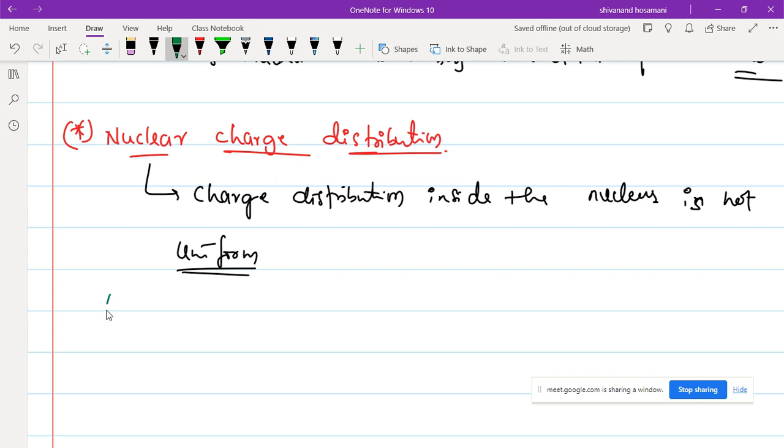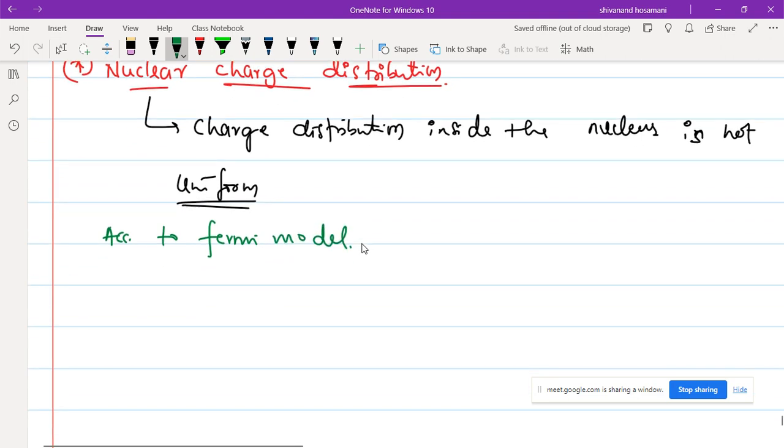The nuclear charge distribution will be defined like this: rho is equal to rho naught divided by 1 plus e to the power of k into (r minus c), where rho naught is nothing but the central charge density.